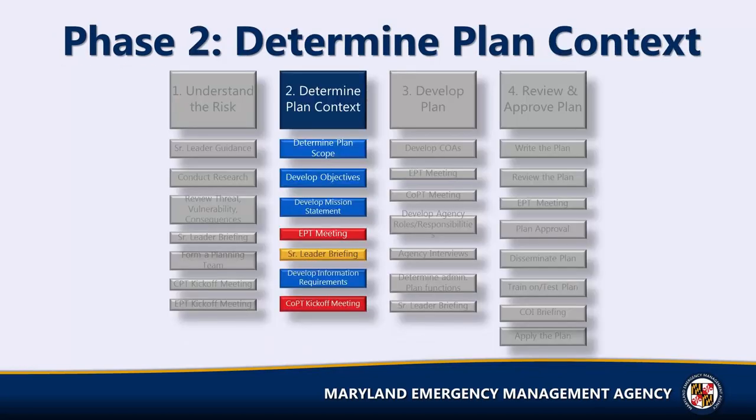Once planners have an understanding of the threat or hazard and have formed their planning team, they are ready to determine the plan context. This phase includes determining the plan's scope, objectives, and developing a mission statement. This phase also includes determining the critical information that will be needed to develop the plan. It is also in this phase where you will introduce the planning process to the collaborative planning team so they have awareness of the planning process and what the planning team has developed to date.